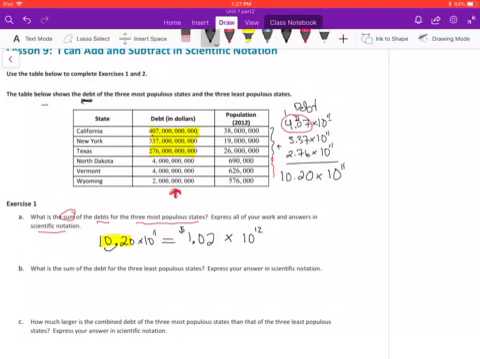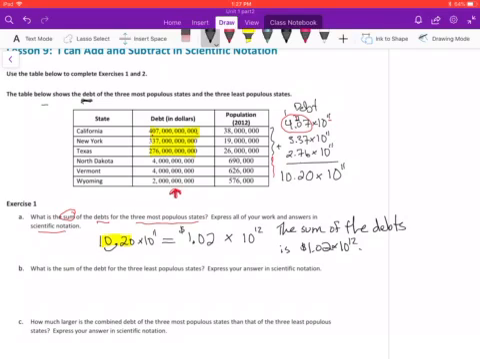And then I'm going to use an answer statement. It's always good to have an answer statement. The sum of the debts is 1.02 times 10 to the 12th power dollars. Okay?